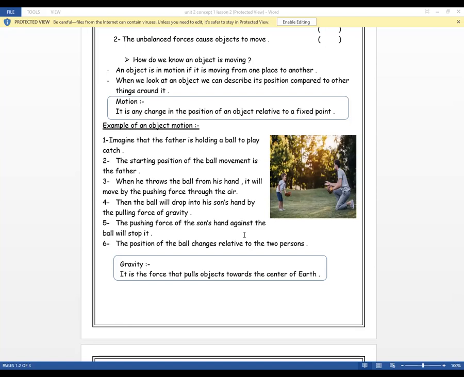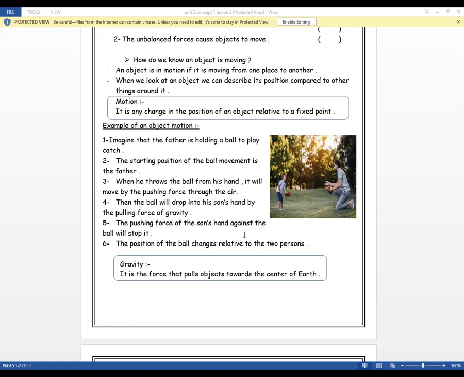So what is the meaning of motion? Motion is any change in the position of an object relative to a fixed point. Okay? Example about object motion.